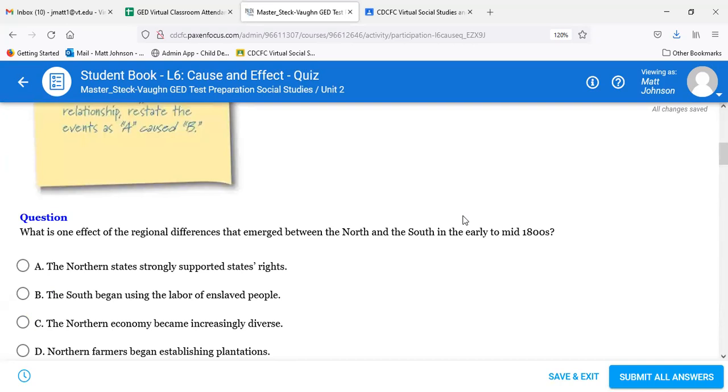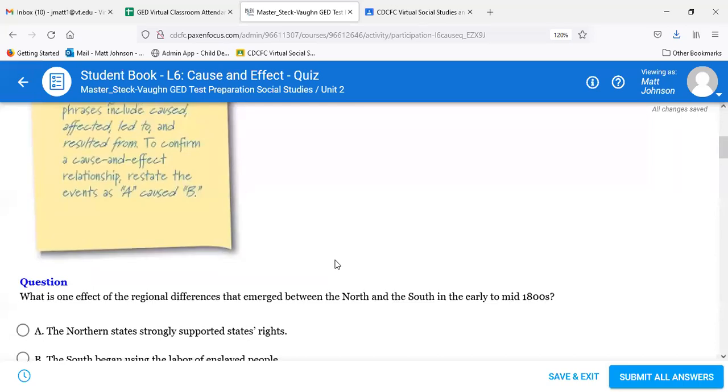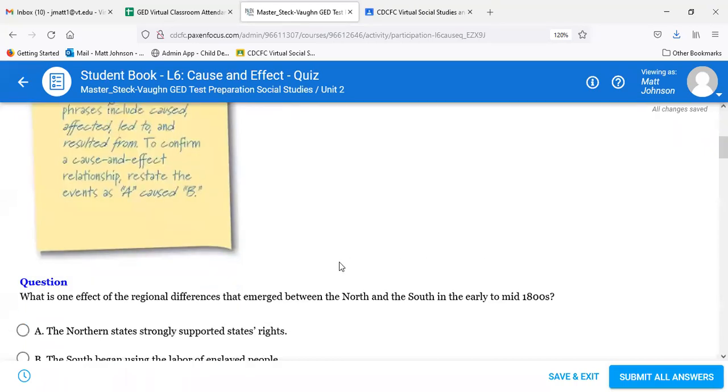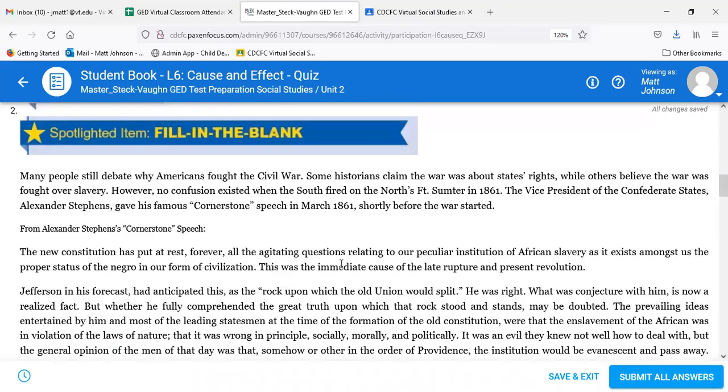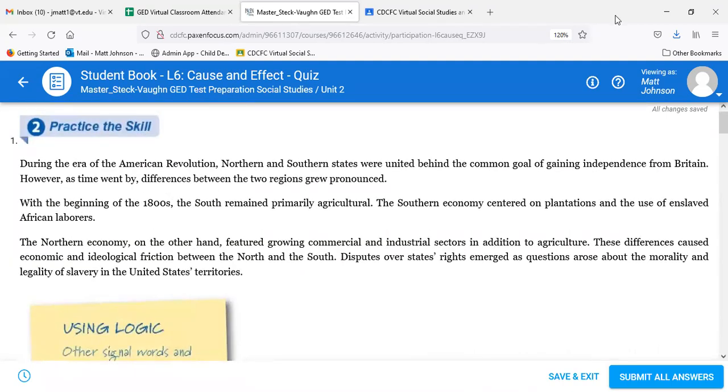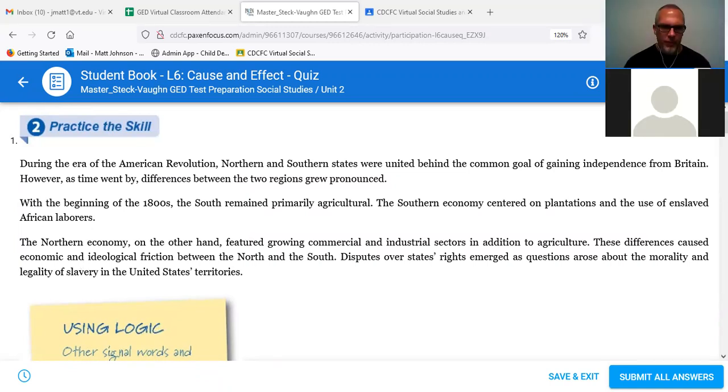It says, during the era of the American Revolution, northern and southern states were united behind the common goal of gaining independence from Britain. However, as time went by, differences between the two regions grew pronounced. With the beginning of the 1800s, the South remained primarily agricultural. The Southern economy centered on plantations and the use of enslaved African laborers. The Northern economy, on the other hand, featured growing commercial and industrial sectors in addition to agriculture.